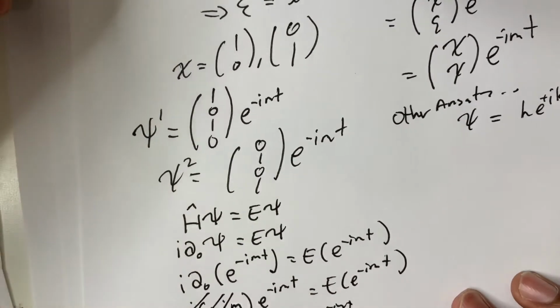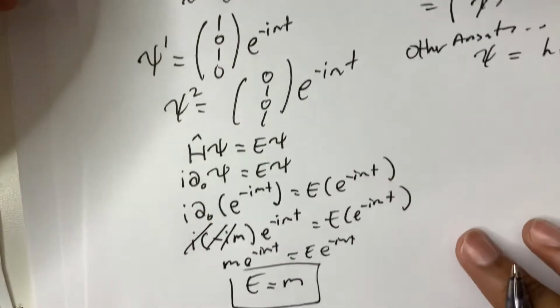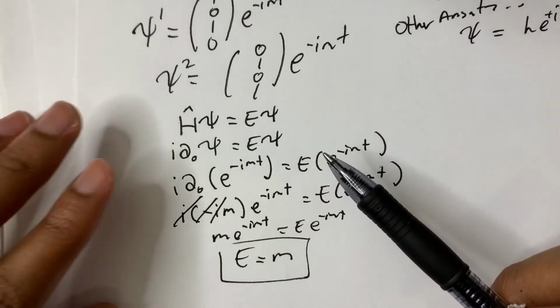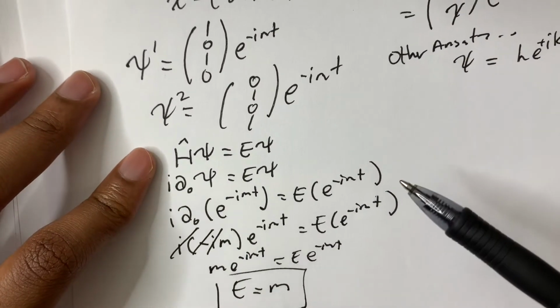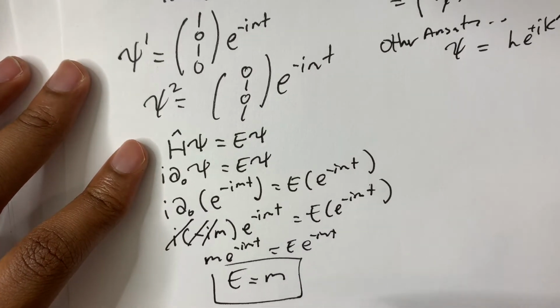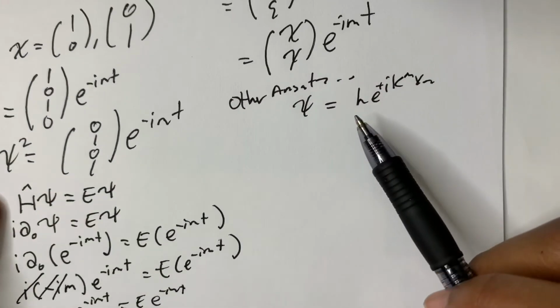This is expected. Makes perfect sense. E equals m. So this means that these two fields correspond to a particle with an energy of E equals m.